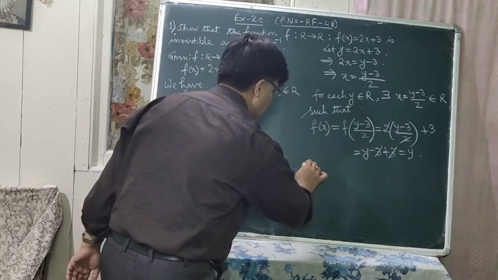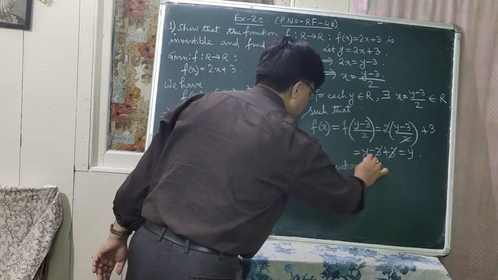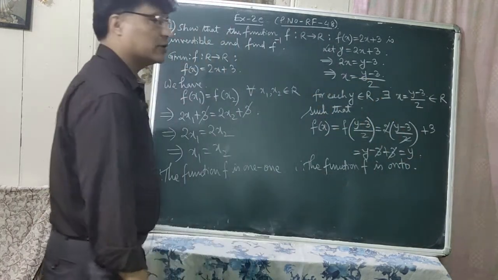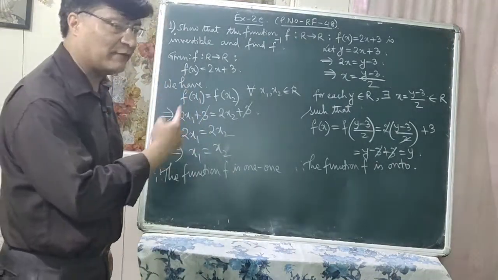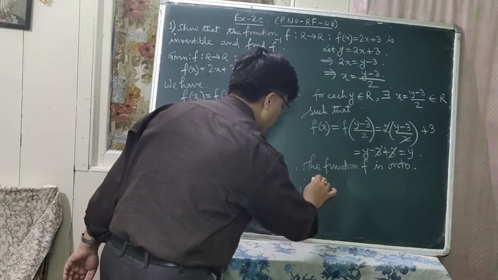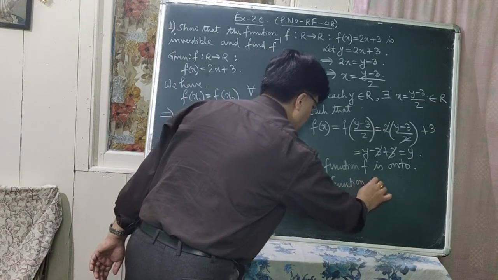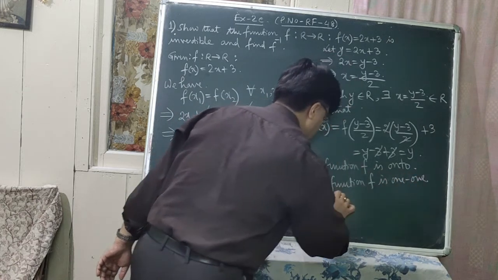Therefore, the function f is onto. Therefore, we have proved that the function f is 1-1 and onto.